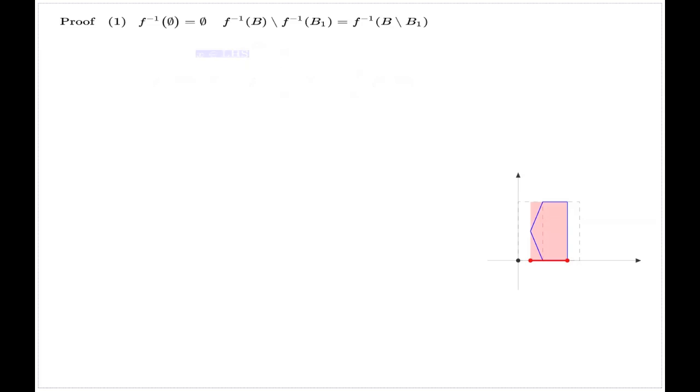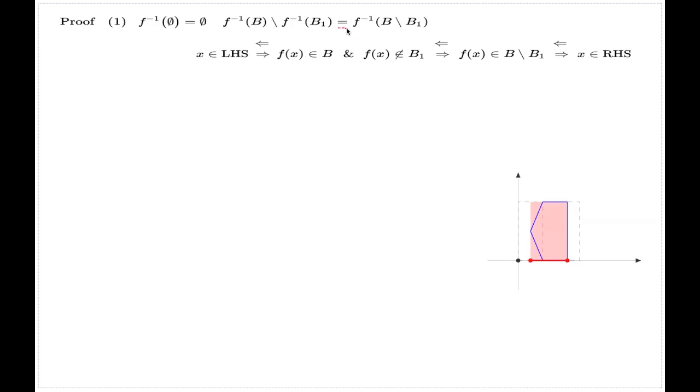So look at this. If I start with an element x on the left-hand side, by the definition of the pre-image, f of x belongs to B and f of x doesn't belong to B1, which means that f of x belongs to the set difference of B and B1, which by the definition of the pre-image means that x belongs to the right-hand side. And each of these steps can be reversed. That's why you have the identity like this.